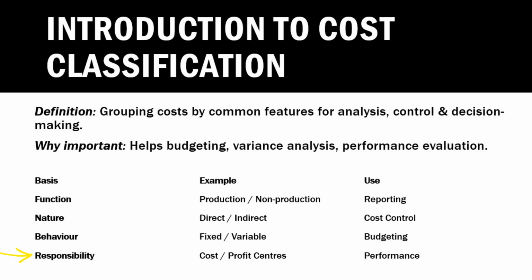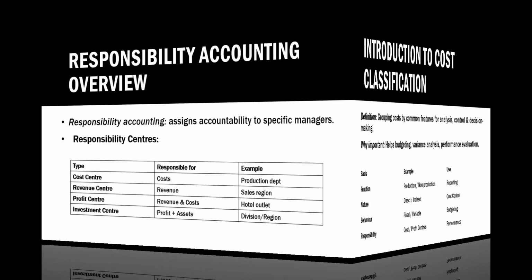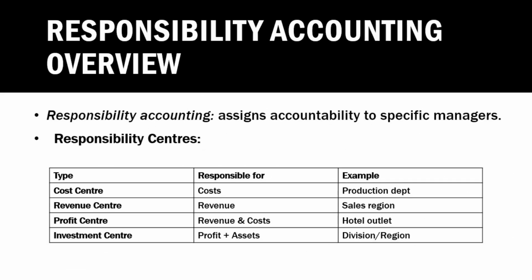Fourth basis, responsibility. Here we link costs and revenues to responsibility centers. For example, cost centers and profit centers. This is used to measure performance of managers. So already, you can see, the same cost can be looked at in different ways depending on the decision we're making. Now let's talk about responsibility accounting.